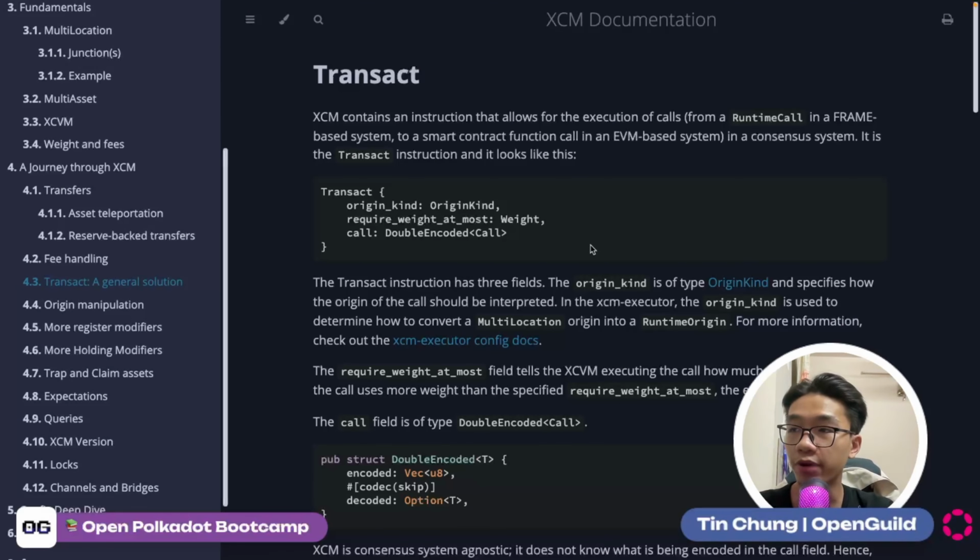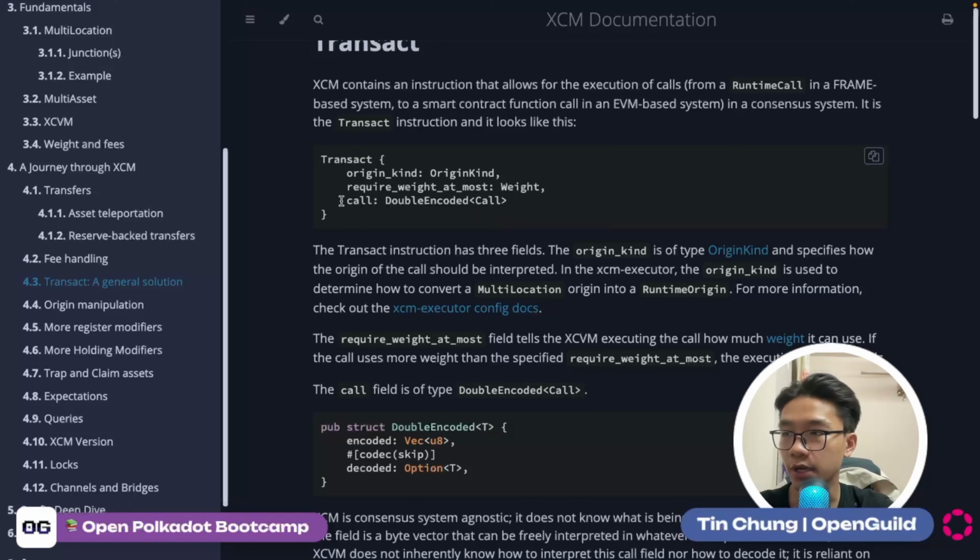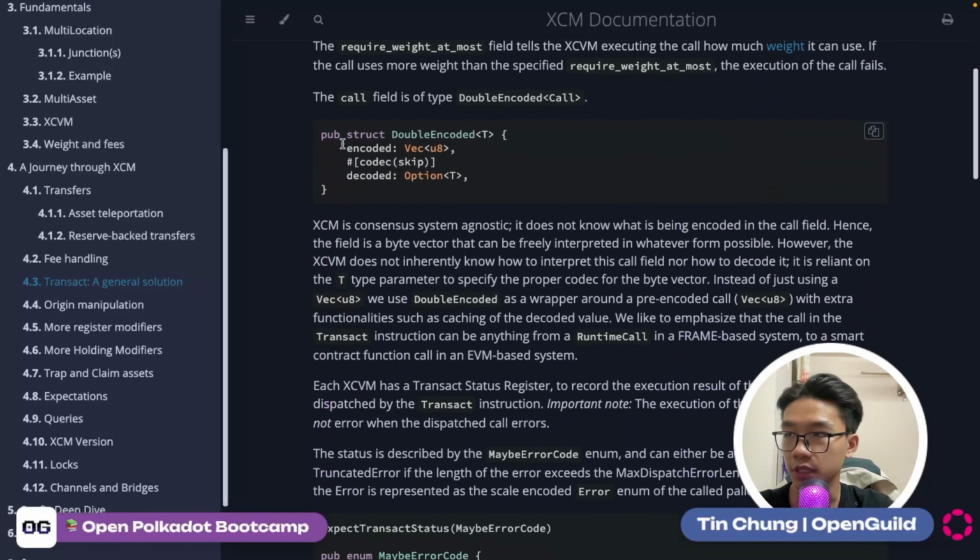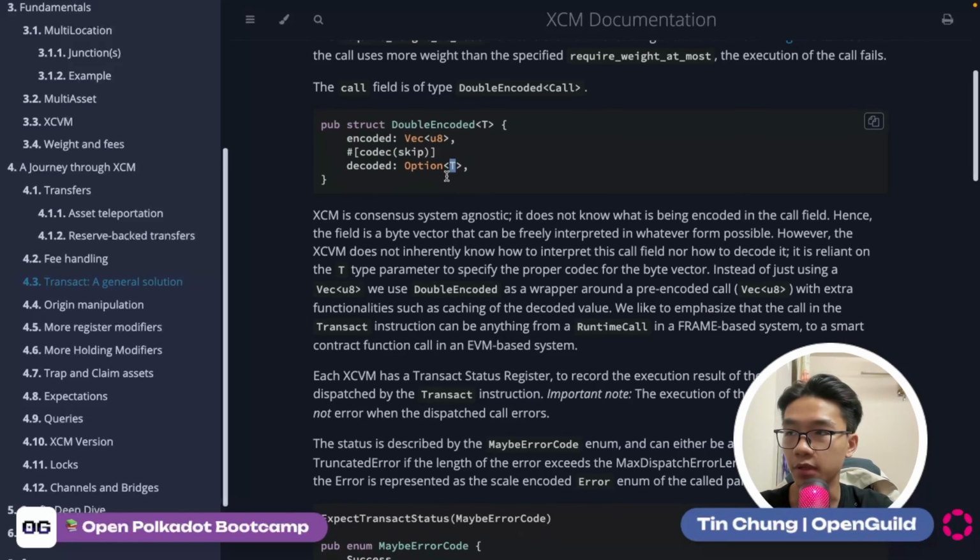And Transact is also a very interesting instruction in XCM that allows you to execute any runtime call. That allows you to execute any FRAME-based system runtime call, or also an EVM smart contract function call across the chain. So right here you have the Transact instruction with the origin type, require weight, and then call. This call is the most important one. It's the encoded call, so it's double encoded. It's going to have the encoded, which is a vector U8, and the decoded is the option type of the decoded type T, a generic type.